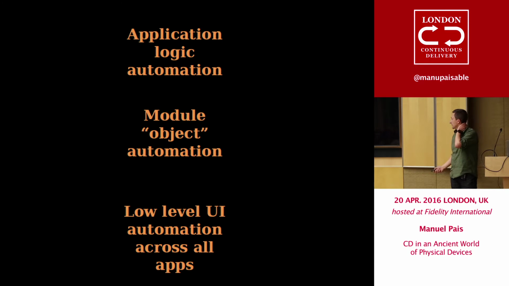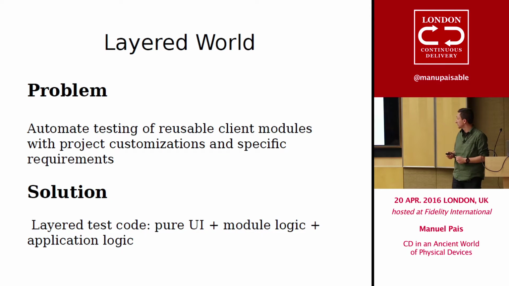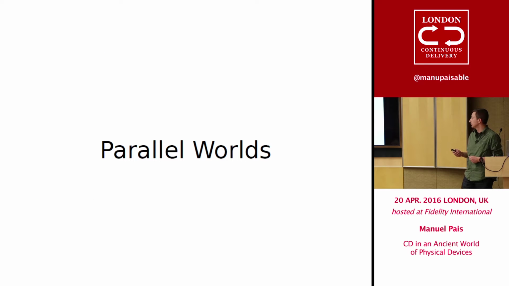And altogether, this was our test automation framework, and we could avoid a lot of duplication by having this structure. So to sum up here, the problem is reusable modules across different systems with small variations. And with that layered approach, we could solve the problem of not duplicating code all the time, test code.